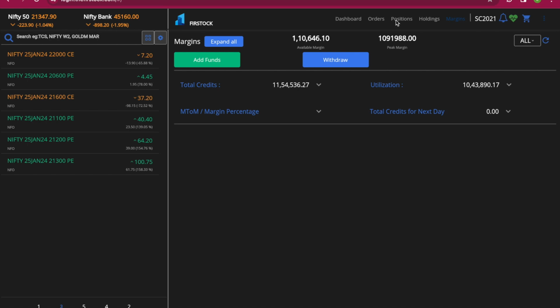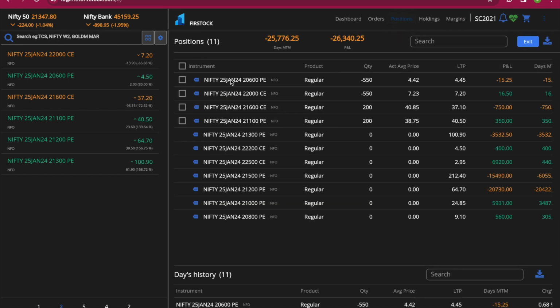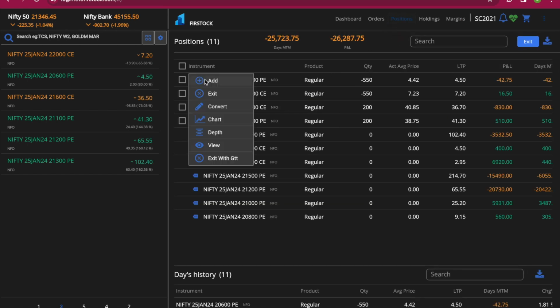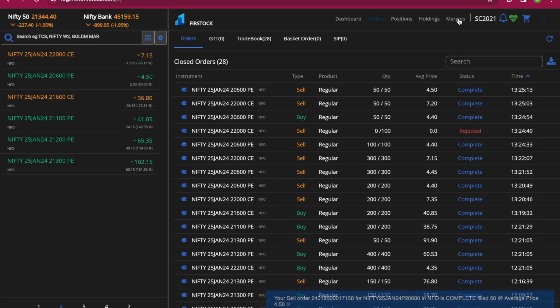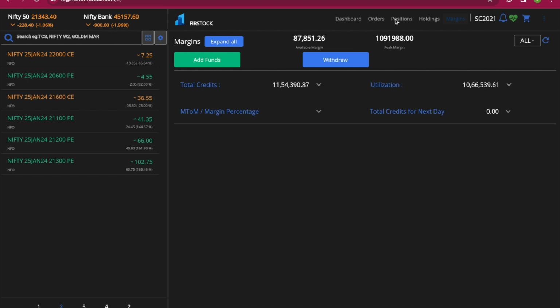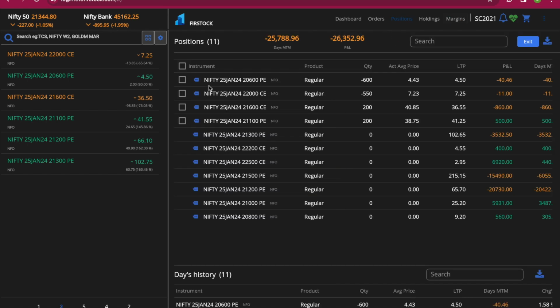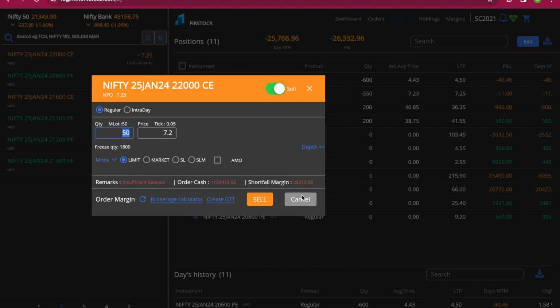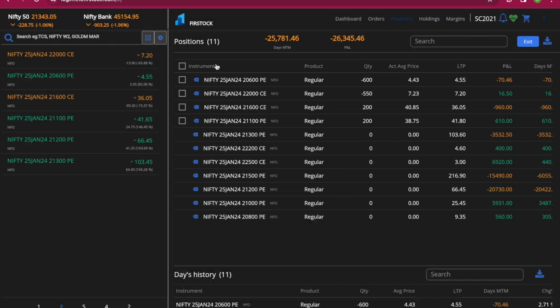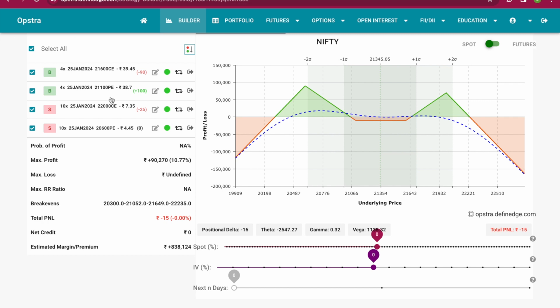Now let's check the margin. It is still 1 lakh, and with this 1 lakh, if I can go and add the downward strategy, yes, it's getting executed. Now let's look at 87,000. Okay, now that's the 87,000. If I go ahead and add this further, yes, now it's showing me insufficient balance. So we have 4.43 and 7.23.